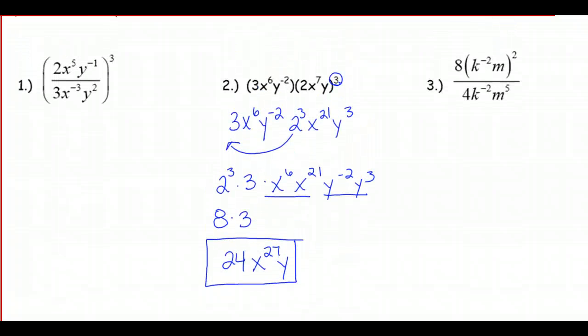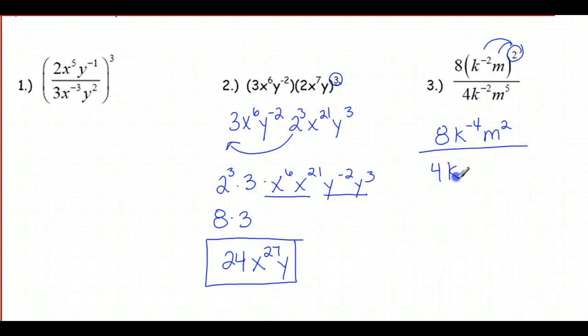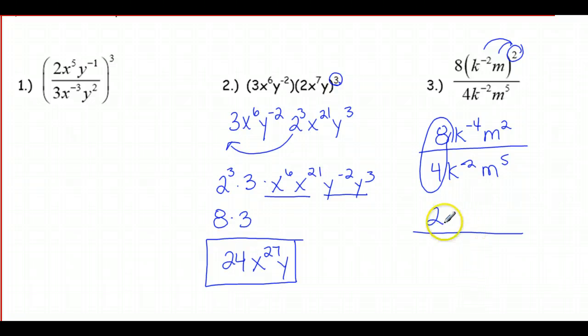Alright, let's go ahead and look at number 3. Alright, here we have, again, remember, distribute your exponent first. So we're going to take the 2 and we're going to distribute it in. So we have 8 times k to the negative 4th times m squared all over 4 k to the negative 2nd m to the 5th. Now here I can simplify 8 over 4, and 8 over 4 is 2. So I now have 2 in my numerator. K to the negative 4th m squared over k to the negative 2nd m to the 5th.